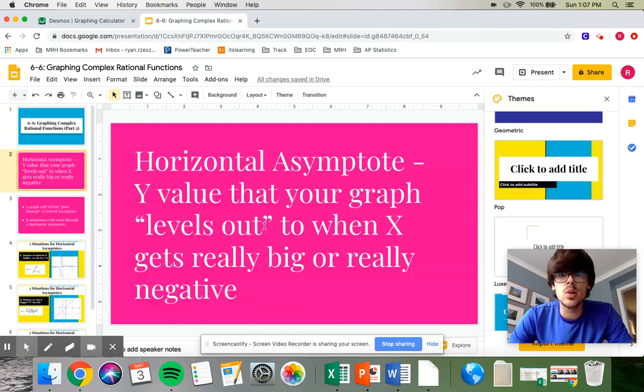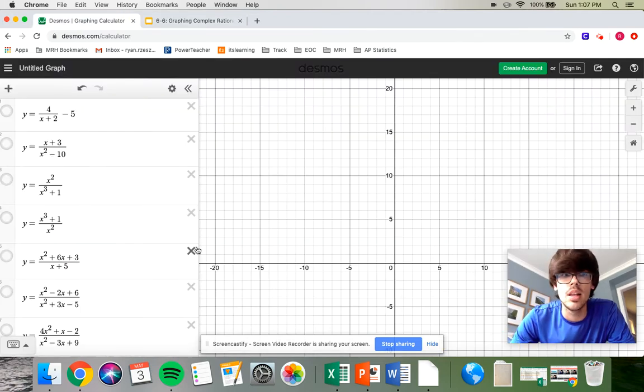And the first thing I'm going to have you guys write down for this portion of the lesson is exactly what I just finished saying. The definition of a horizontal asymptote, which is where the y value of your graph is going to level out to on the very far sides of the graph. So when you get really, really big or really, really negative on your graph, where is it going to level out? And let's go ahead and investigate that by looking at some graphs just like last time.